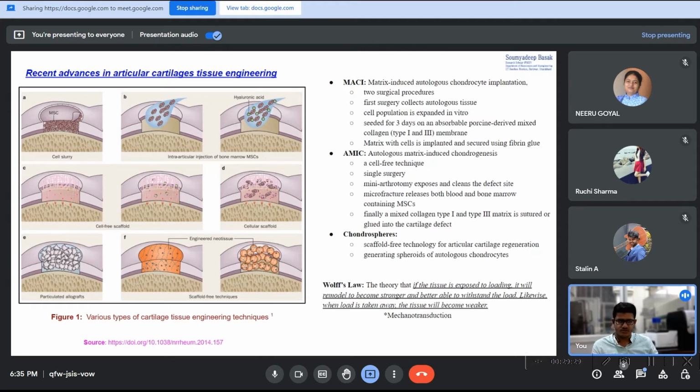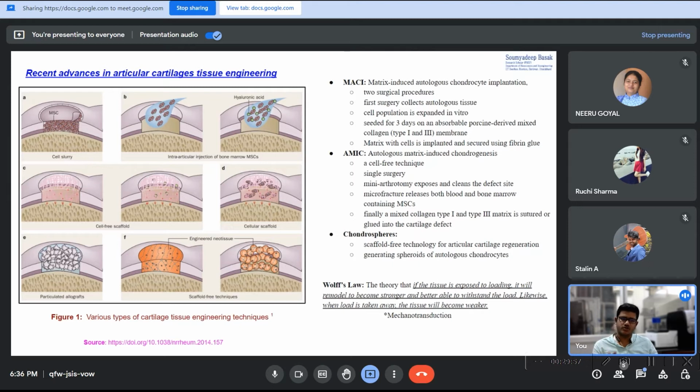Then there is also AMIC, that is autologous matrix induced chondrogenesis. It is a single surgery technique. You are just placing a matrix. It is a cell-free technique, no cells are involved. So here you are just incorporating the type 1, type 3 based collagen matrix. Okay. So that is autologous matrix induced chondrogenesis.